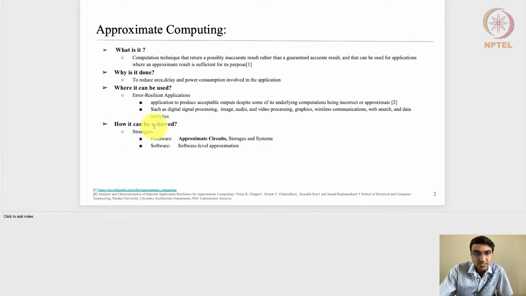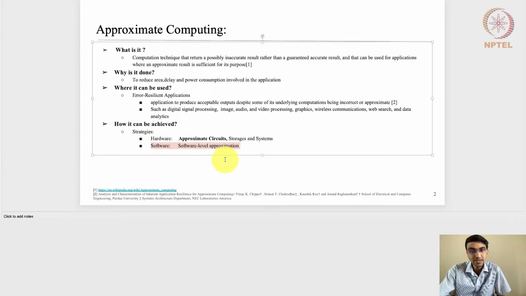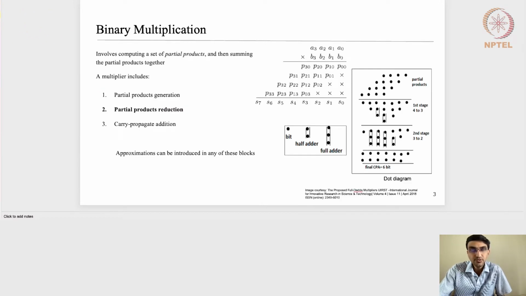And the question is, how can we achieve this? One of the old methods is software-level approximation. But over the last 4-5 years, there has been a lot of focus on approximate circuits, and thereby getting approximate outputs, which we can eventually design in hardware. All right, so that was a very brief discussion about approximate computing, and in this lecture we will actually talk about multiplication.